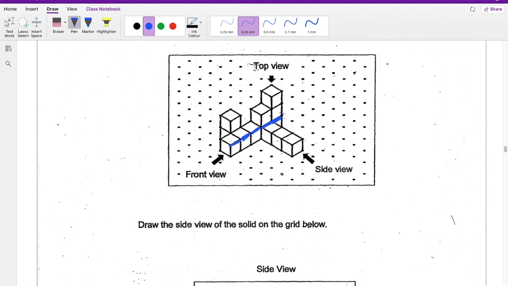Also, what is the front view? If you see from this side, this one has 2, then this one has 1, 2, 3, 3, then 1, 1, 1. So this is 2, 3, 1, 1, 1. How about the top view? From the top view, we can see that this side has 1, then a 4, 1, 2, 3, 4, 5. Then 1, 5, 1, 1, 1. This is the top view.